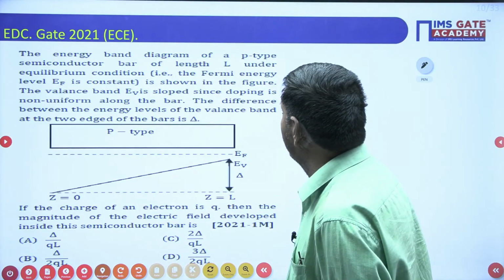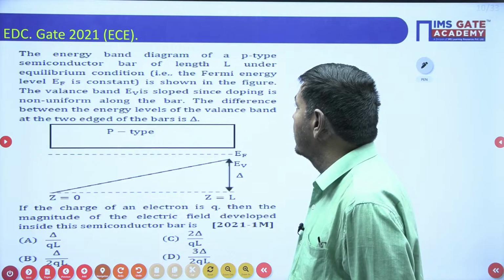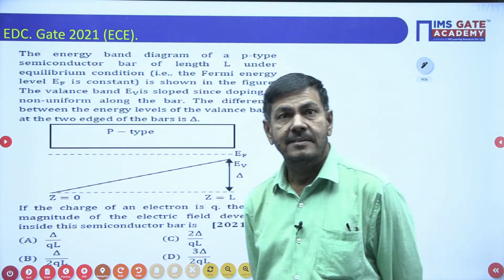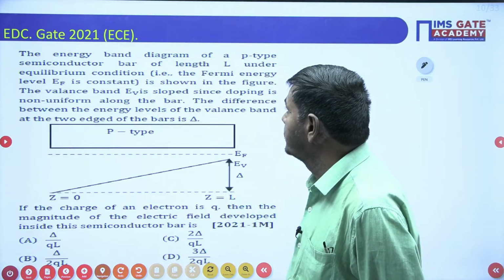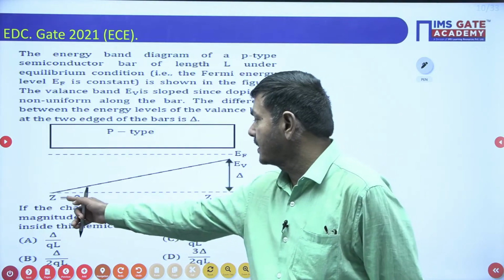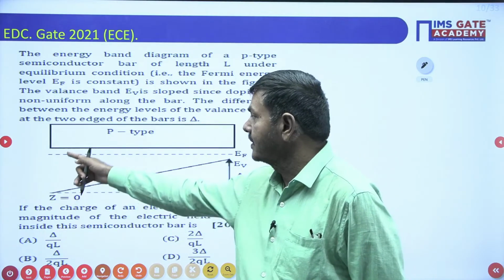The energy band diagram of a p-type semiconductor bar of length L. So given, the semiconductor is a p-type semiconductor bar. Its length is given as L. The total length is given as L. This length only.